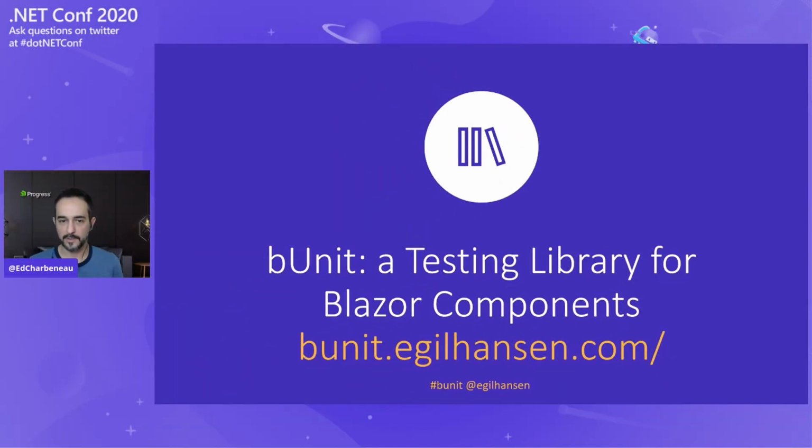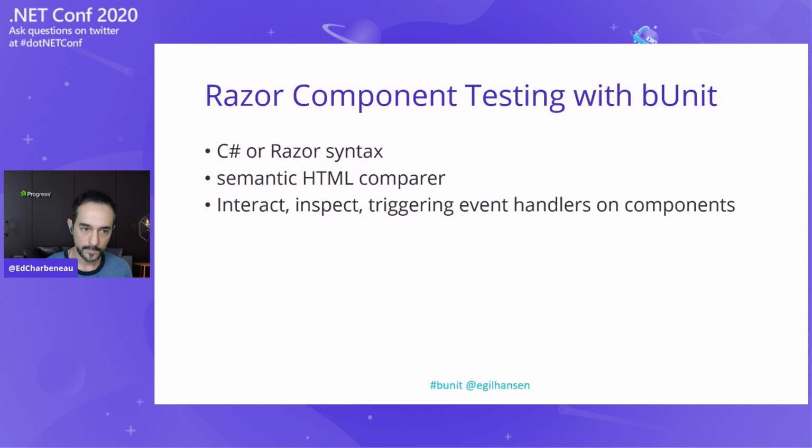We can carry that further into a Blazor application with the addition of a nice testing library called bunit. So this is a Blazor component test library written by a gentleman named Egil Hansen, a Microsoft MVP. His information on Twitter you can find on the bottom of the slide there. And what makes bunit unique is it's a Razor component testing library, and it lets us use either C# or Razor syntax to write our unit tests. And it has a semantic HTML comparison tool with it.